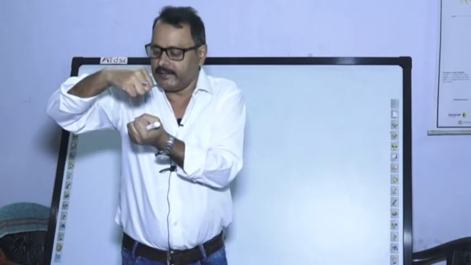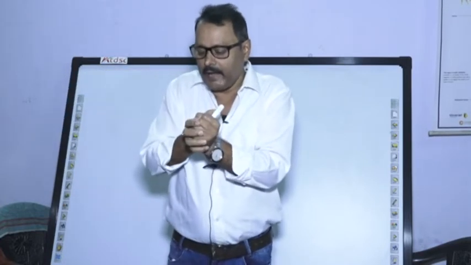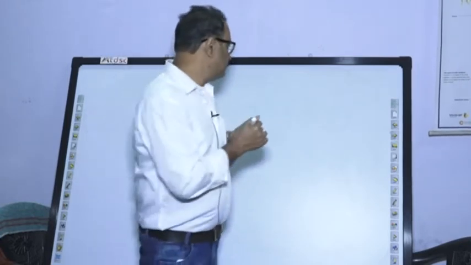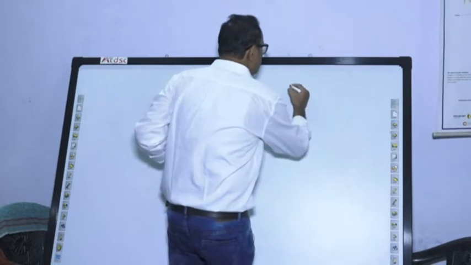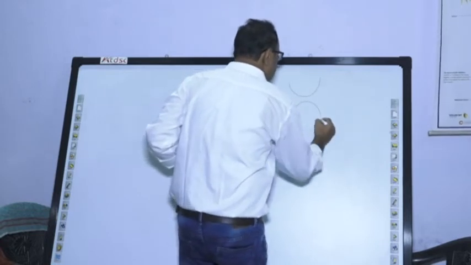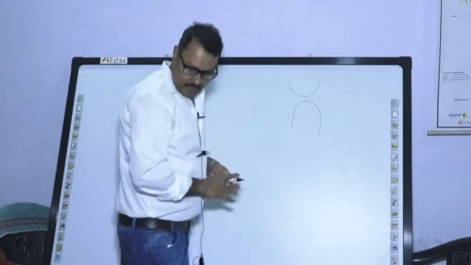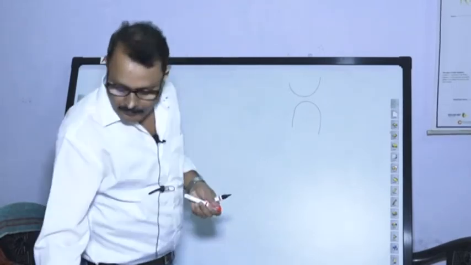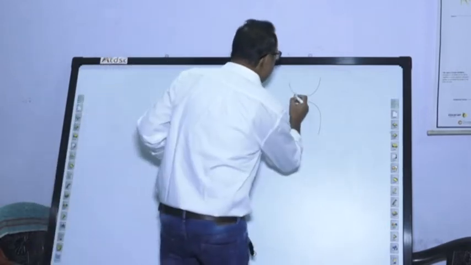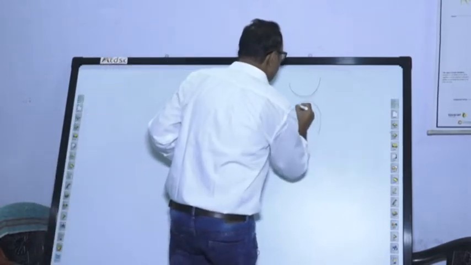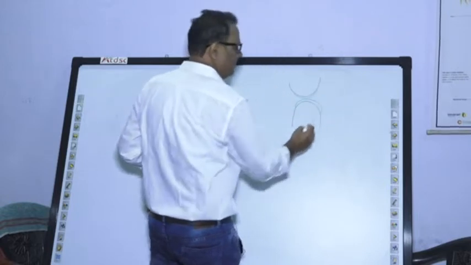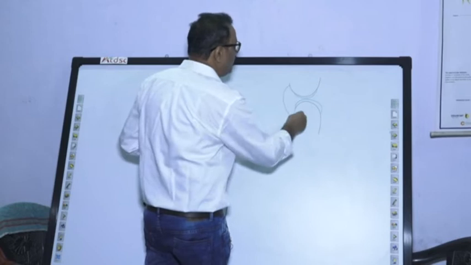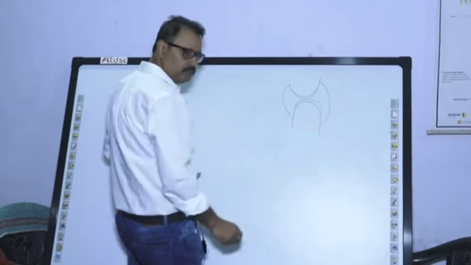Because two bones are lying like this. One end is covered by hyaline cartilage, and the bone at the other end is also covered by hyaline cartilage. You take it like this. So this much area is covered by hyaline cartilage, and this is also covered by hyaline cartilage. And above all, we have a capsule over here.